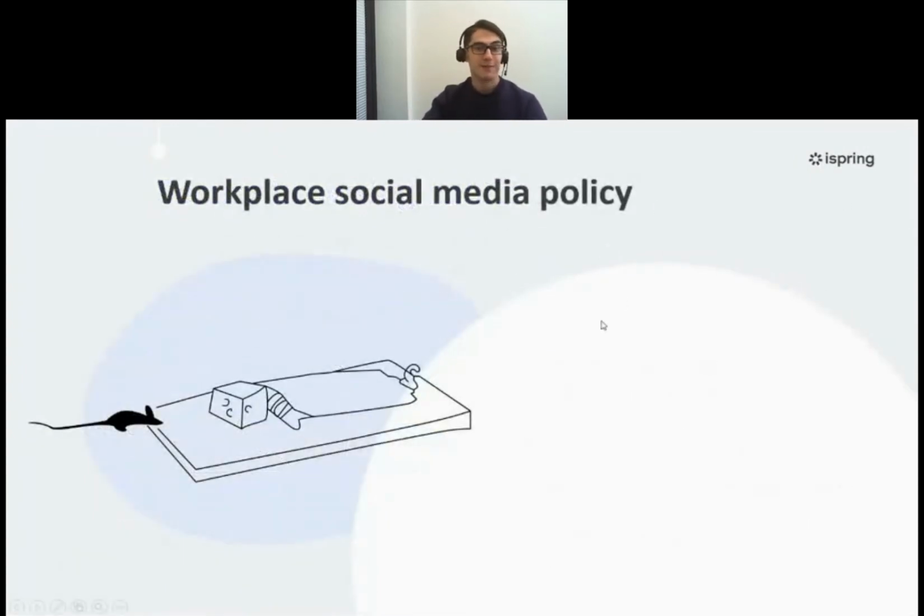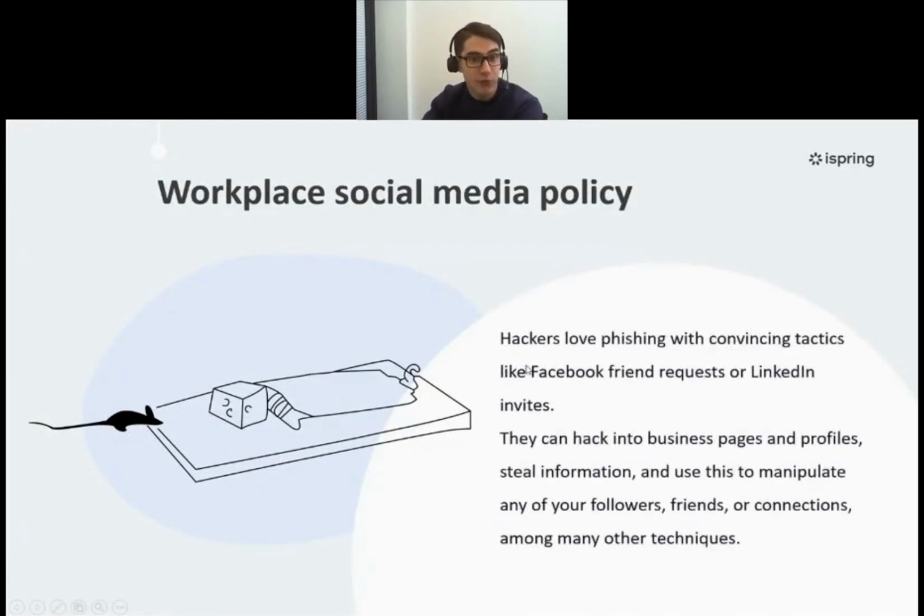Believe it or not, social cyberspace has also been filled with malicious actors, right? Hackers love phishing with convincing tactics like Facebook friend requests or LinkedIn invites. They can hack into business pages and profiles, steal information, and use this to manipulate any of your followers, friends, or connections, among many other techniques.